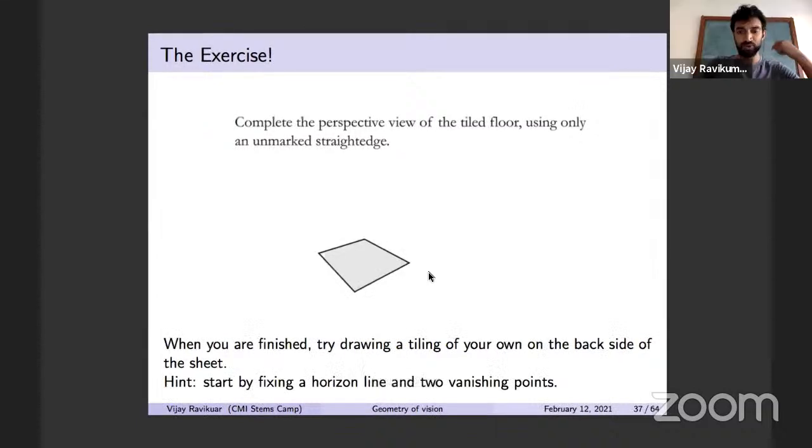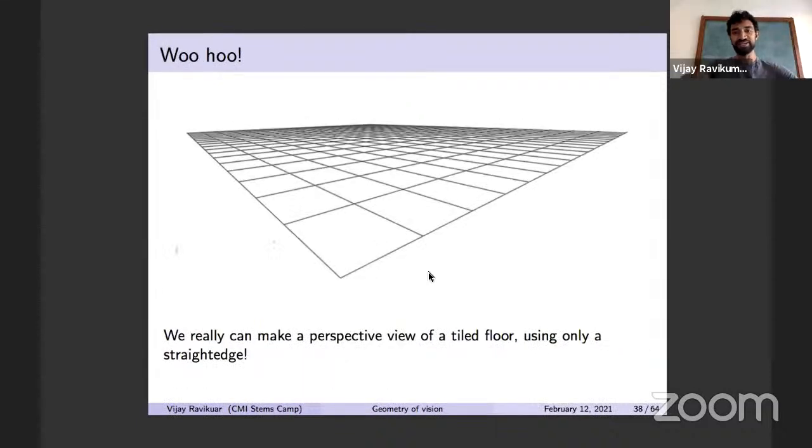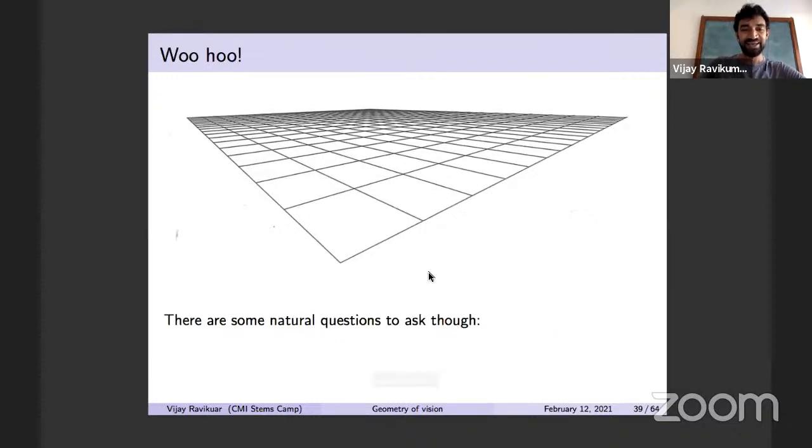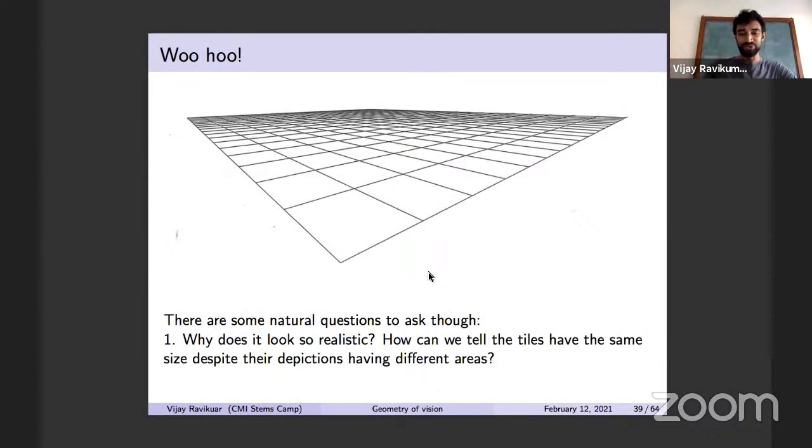Cool. Hopefully that makes sense. You can imagine you can complete this picture. You can just keep adding more and more lines using these three points on the horizon and get as many tiles as you want using only a straight edge. That's quite exciting. There are a couple of natural questions to ask at this point. One is, why does this picture look so realistic? How is it we know that the tiles have the same size, despite their depictions having different areas? The answer is related to some things that have been mentioned by some of you already.